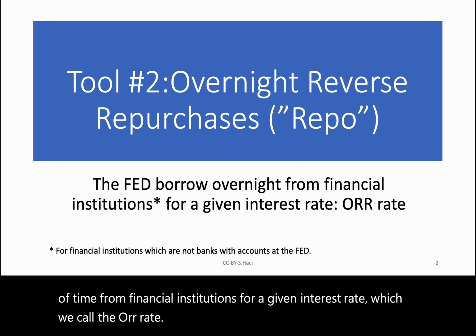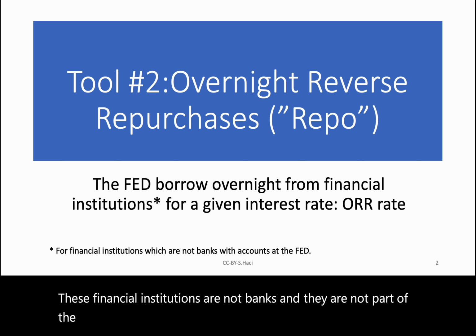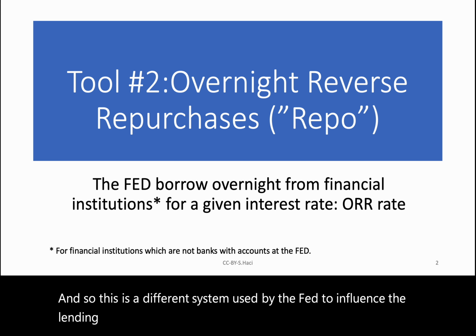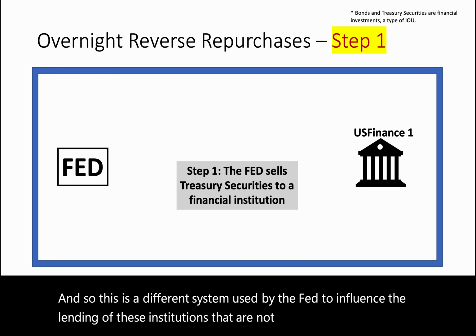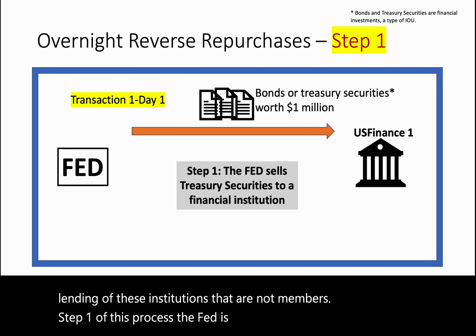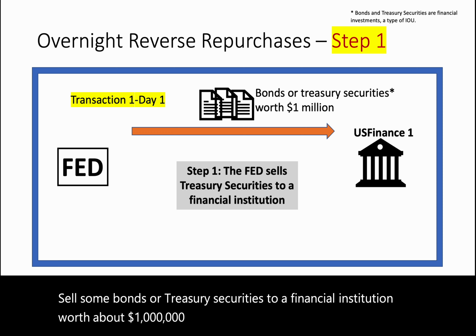These financial institutions are not banks, and they are not part of the Federal Reserve System. And so this is a different system used by the Fed to influence the lending of these institutions that are not members. Step 1 of this process, the Fed is going to sell some bonds or treasury securities to a financial institution worth about $1 million, for example.